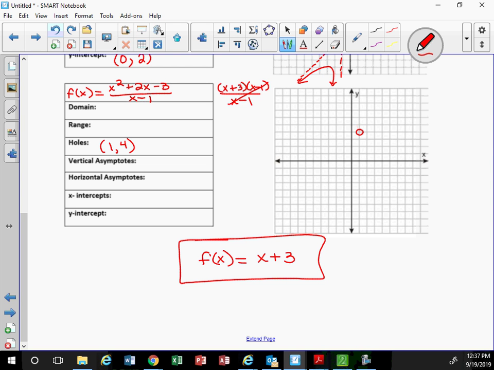Okay. So this is just the line y equals x plus 3, and you just graph the line. See how your hole is right on the line there? There you go. That's it. So the weird x squared plus 2x minus 3 over x minus 1 is just a line with a hole.